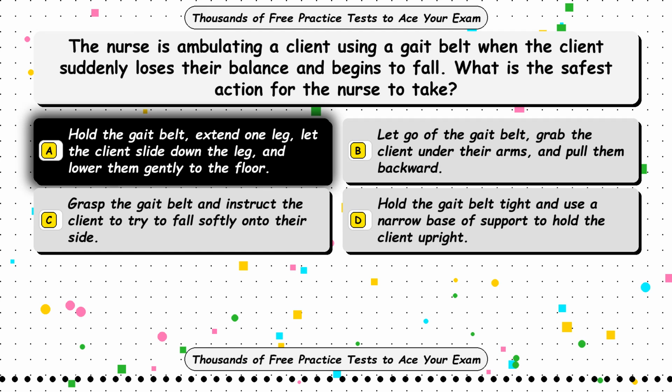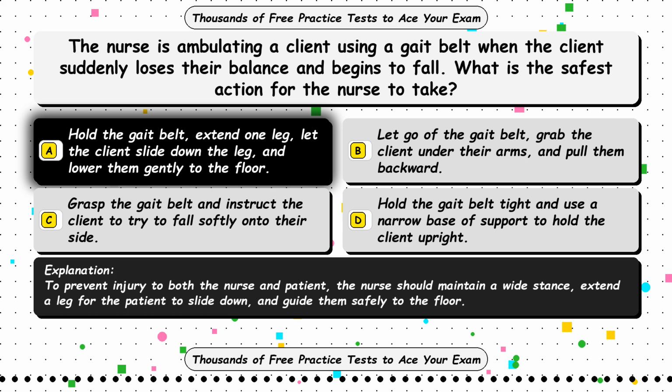The correct answer is option A. Hold the gait belt, extend one leg, let the client slide down the leg, and lower them gently to the floor. To prevent injury to both the nurse and patient, the nurse should maintain a wide stance, extend a leg for the patient to slide down, and guide them safely to the floor.